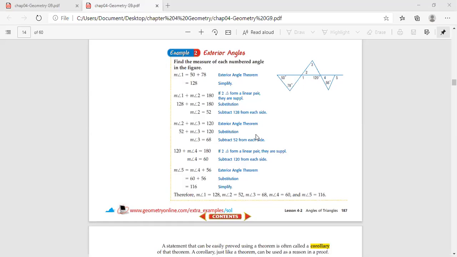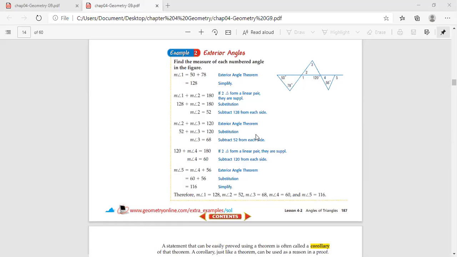Now, what is the relation between 4 and 120? Supplementary. Yes, then the sum together should be equal to 180 degrees. So 120 plus angle 4 equals 180. The measure of angle 4 will be equal to 60. And then 120 is exterior, so we can say 120 minus 60 to find the measure of angle 5.